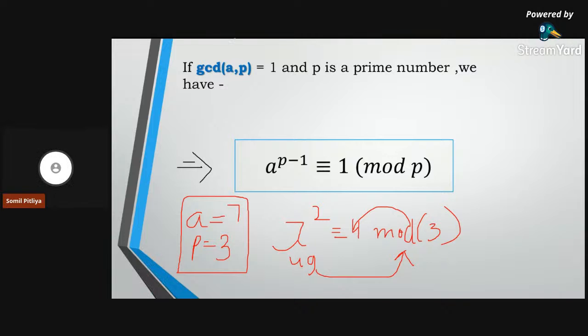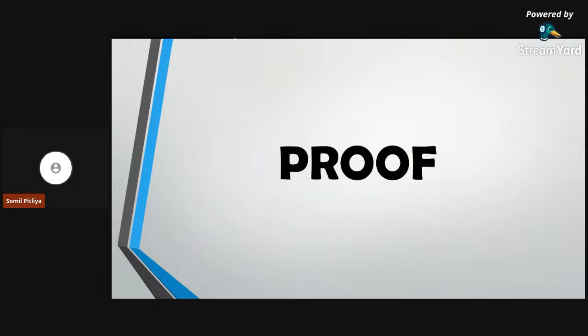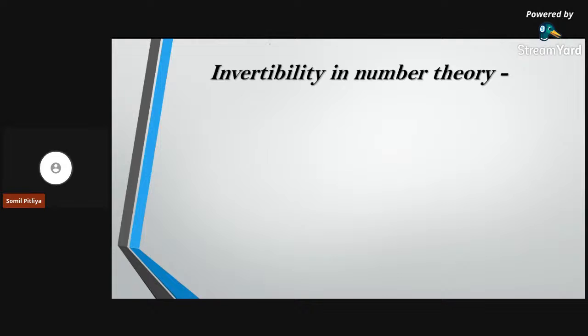Now, knowing the statement is not just enough, so let us move to the proof of this Fermat theorem. There are various proofs available. Some are with binomial coefficients, the binomial expansion, but this proof is something elegant. Before moving to the proof, you must have a basic idea about invertibility in number theory. So let us understand what invertibility in number theory is.